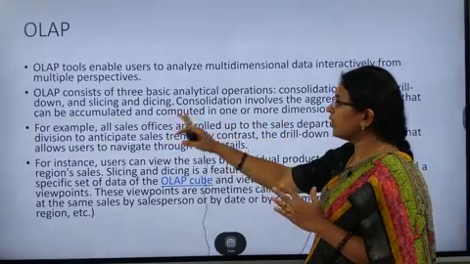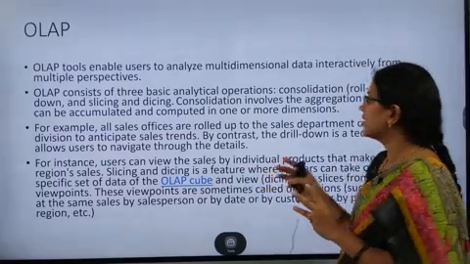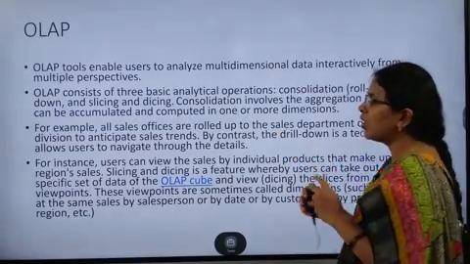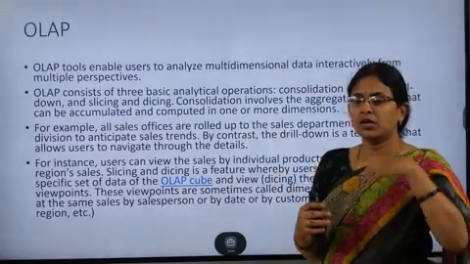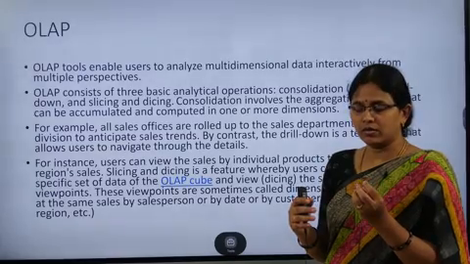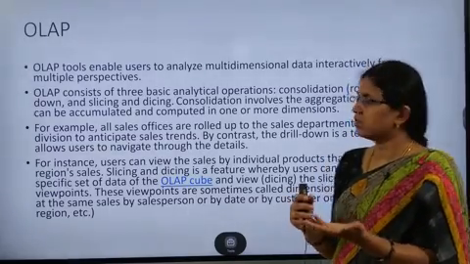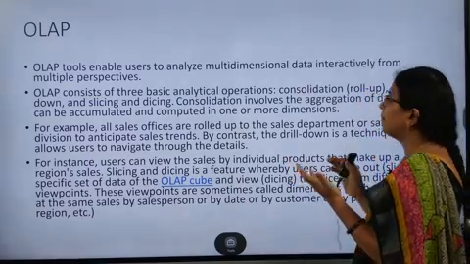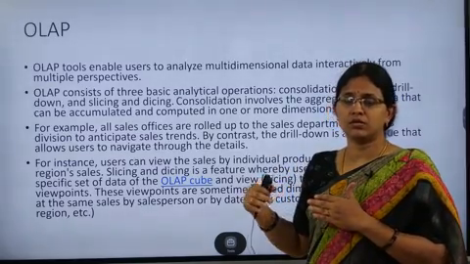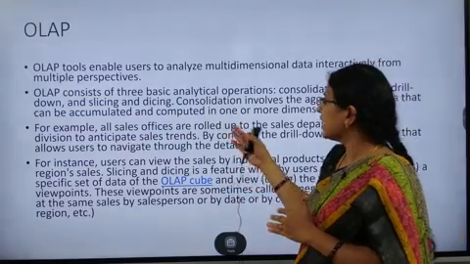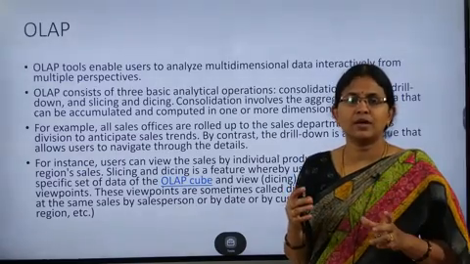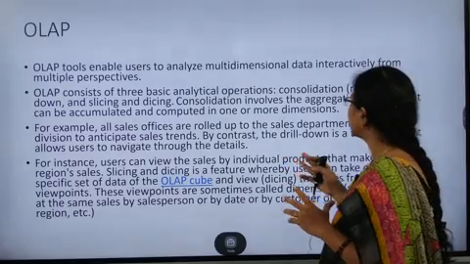And in OLAP we have mainly three analytical operations: roll up, drill down, and slicing and dicing. Roll up is nothing but going up, meaning more general options. Those you can include in the roll up. Drill down means any further subcategories in the main categories that you can see by using the drill down option. Slicing and dicing is nothing but dividing. If you want to go for many categories out of a single product, in that case you will use slicing and dicing.